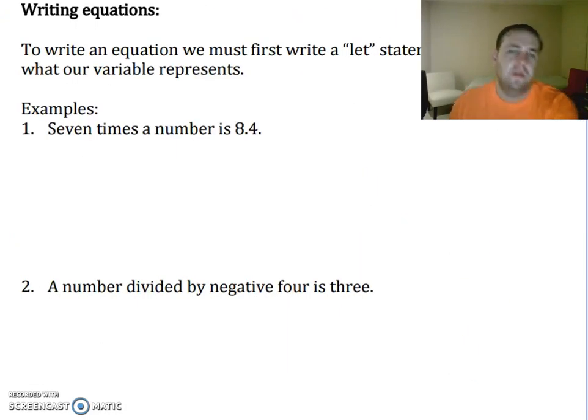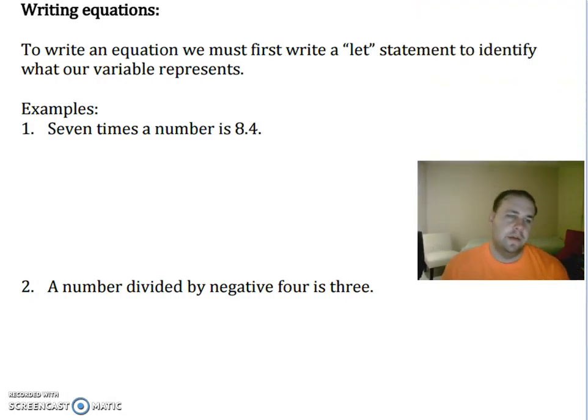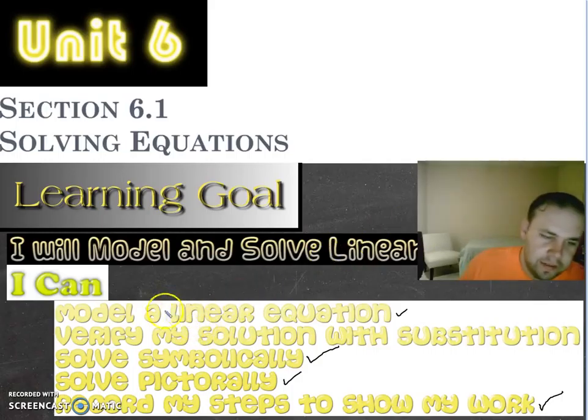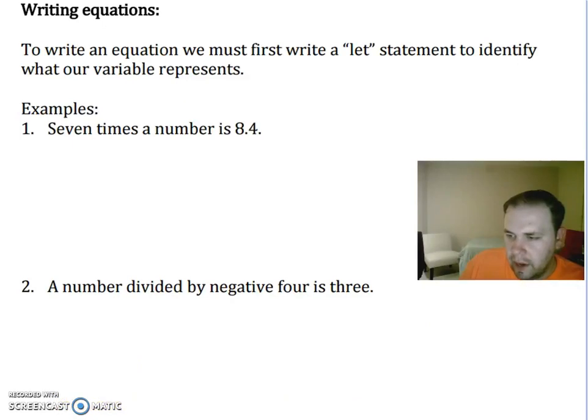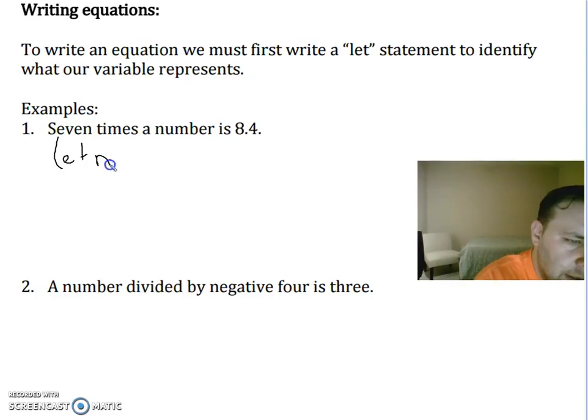Okay, so we're going to talk about writing equations here. This is one of the first parts of our I can statements, so that we can model a linear equation. So we'll start talking about that now. To write an equation, we must first write a let statement to identify what our variable is. So it says 7 times a number is 8.4. Okay, so we're going to say let n equal a number.